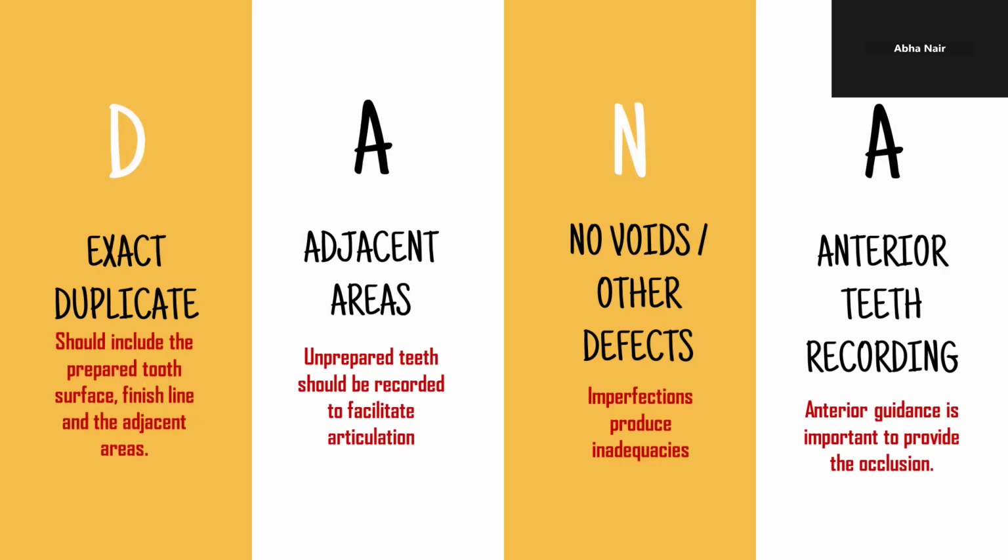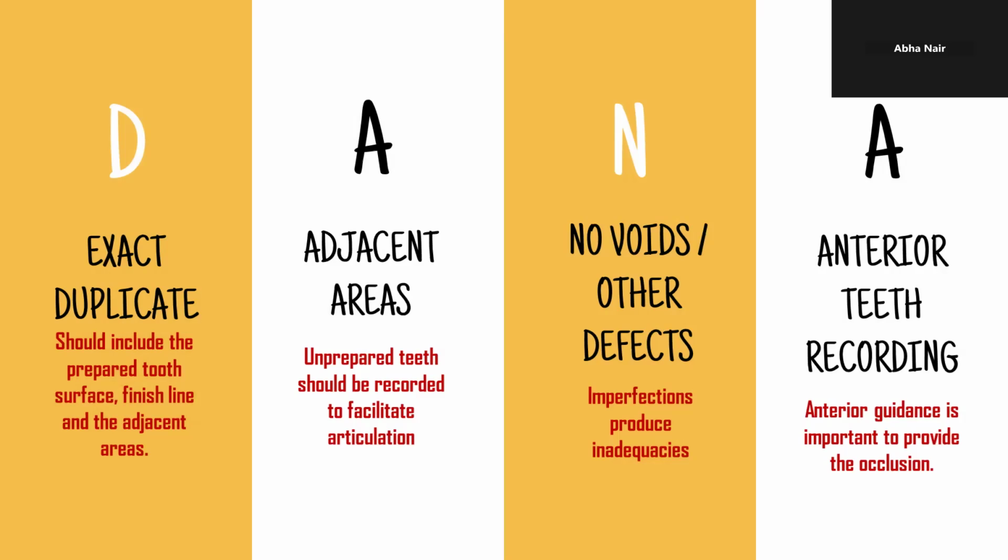Now, any impression that you record in fixed prosthodontics has to follow these four criteria. One, it should be the exact duplicate of the patient's oral cavity. That is, your final fixed impression should include the prepared tooth surface, the finish line, and all the relevant adjacent areas. When you mention adjacent areas, it has to include the adjacent unprepared teeth and also the opposing unprepared teeth to facilitate the articulation process.